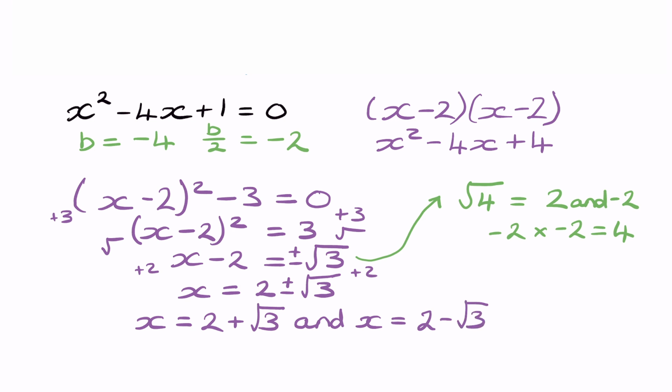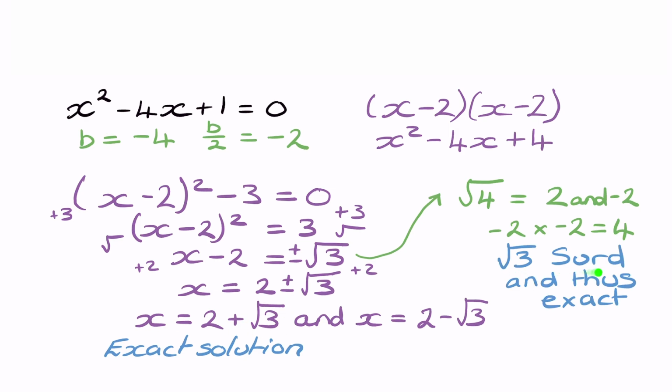If you're asked to present your answer as the exact solution, then you leave it in surd form. This is a surd. So root 3 is a surd, and thus it's an exact value. Or you may be asked to present your answer to decimal places, and that means you will put this into the calculator with the requested accuracy.